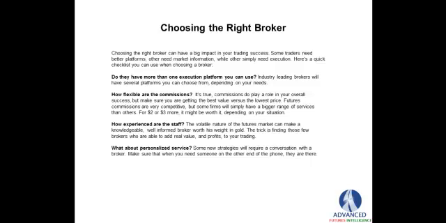The trick, of course, is finding those very few brokers who are able to add real value and profits to your trading. The last thing you want to take a look at when you're looking for a broker is, what about personalized service? Some of the strategies that you're going to learn will require a conversation with a broker, and you need to make sure that when you make that phone call, somebody's on the other end who knows exactly what you're talking about and can walk you through so that you don't make any mistakes that may end up costing you.